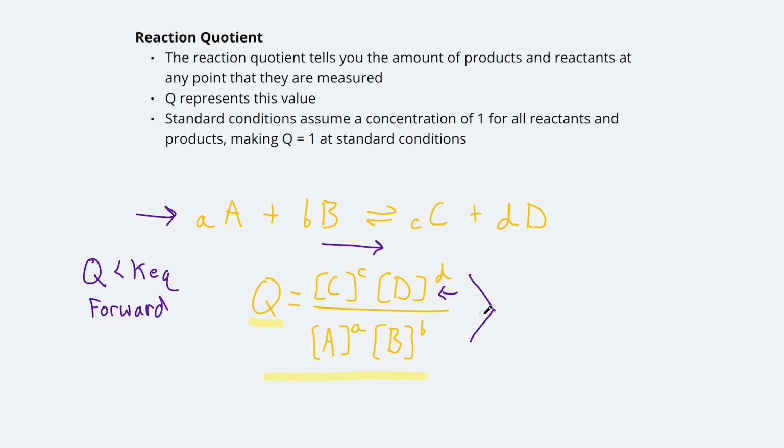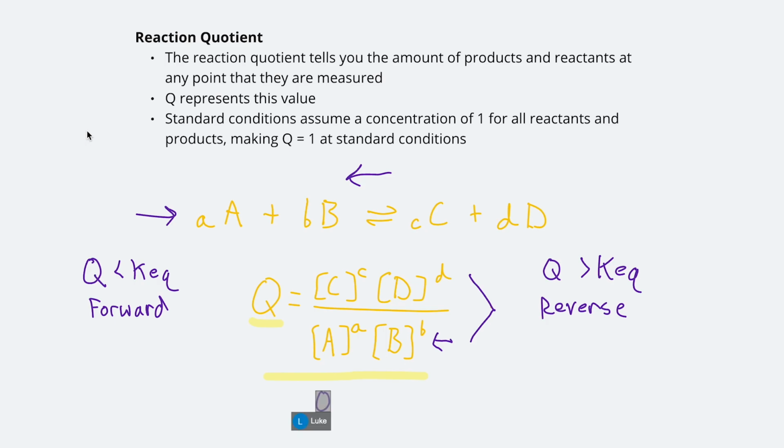The next scenario would be if Q is more than Keq. If Q is more than Keq, then that means that your fraction is too large. And to get a fraction to equal a smaller number, you need to increase the value of the denominator, which means we need to increase the amount of reactants, which indicates that our reaction is going to proceed in the reverse direction. So whenever Q is more than Keq, the reaction will go in the reverse direction.